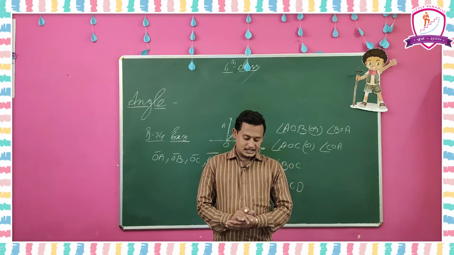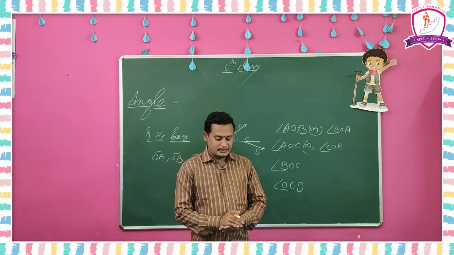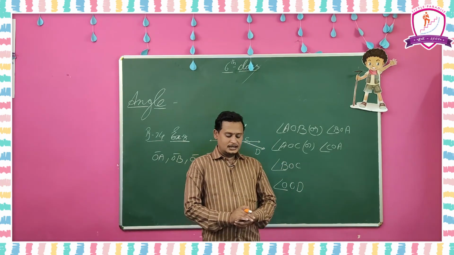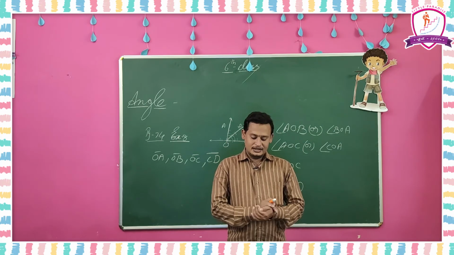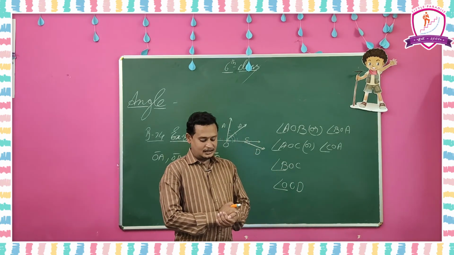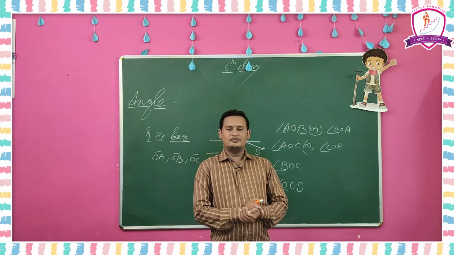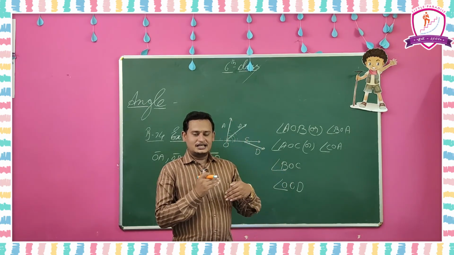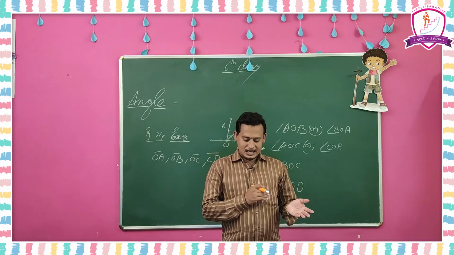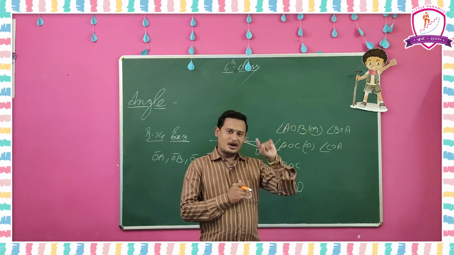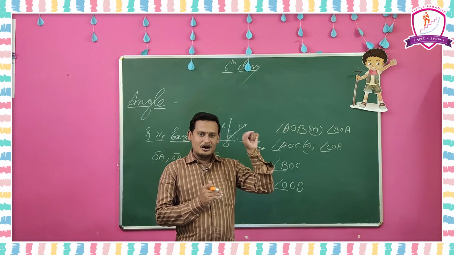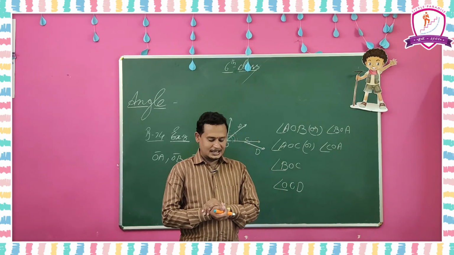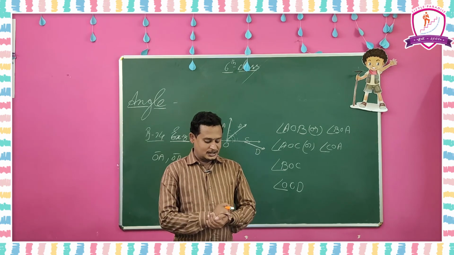Understood? So next, example 9: name the marked points in the interior of EOB, the exterior of COE, and on the angle COB. Interior means inside, exterior means outside of that angle, and on the angle means the points which are on the lines. So these three you can recognize easily. You can observe them there in page number 74.